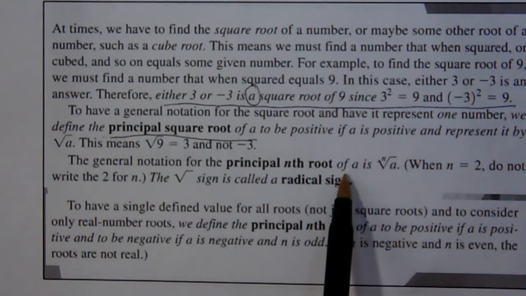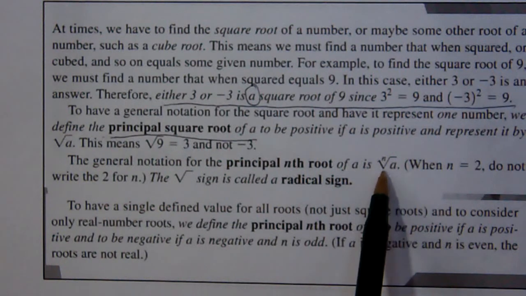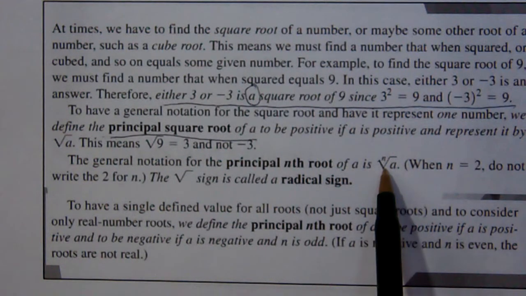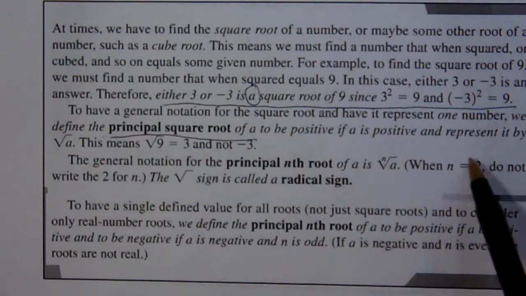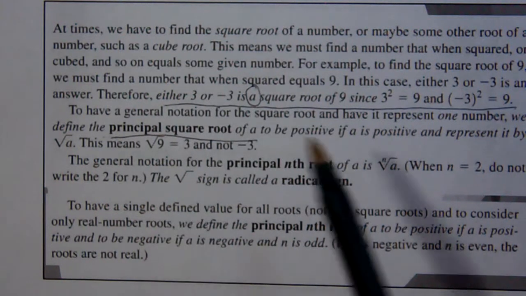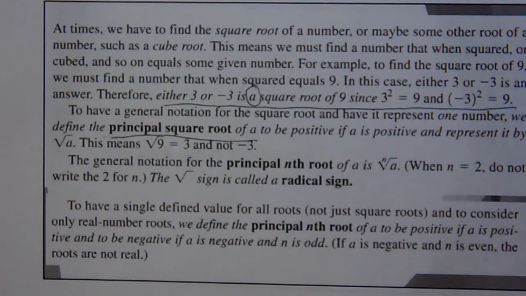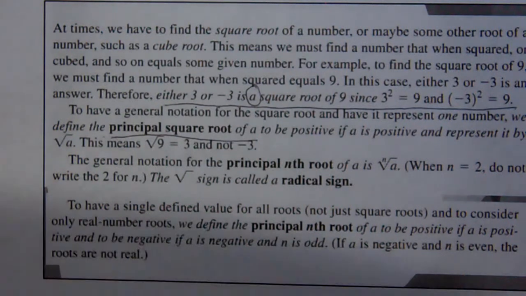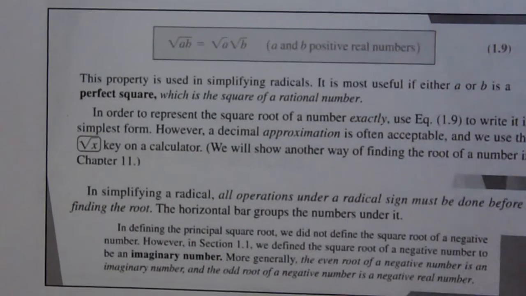The principal nth root, like cube root or fourth root, is written this way, and when n is equal to 2, the square root, you don't usually write the index, and this symbol is called the radical sign. To have a single value for all roots, not just square roots, and to consider only real roots, we define the principal nth root of a to be positive if a is positive, and negative if a is negative and n is odd. If a is negative and n is even, the results are not real, or the roots are not real. We have properties of radicals.